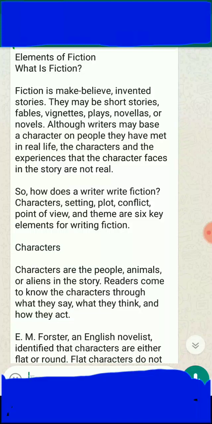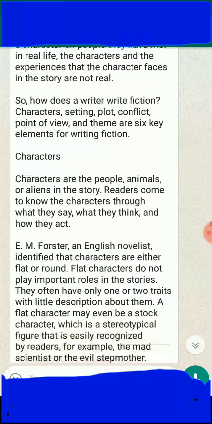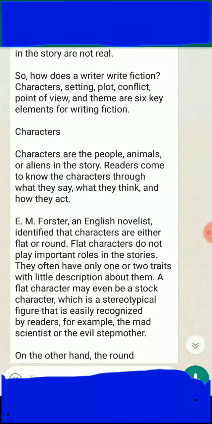So, how does a writer write fiction? Characters, setting, plot, conflict, point of view, and theme are six key elements of writing fiction. Characters, the first key of fiction. Characters are the people, animals, or aliens in the story.